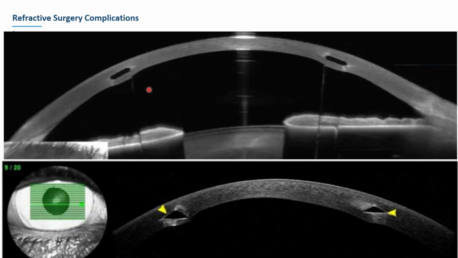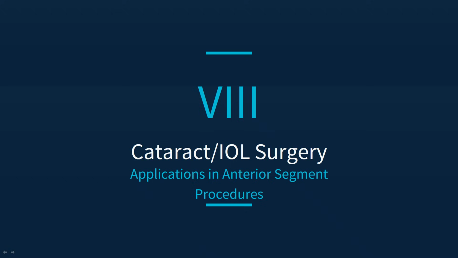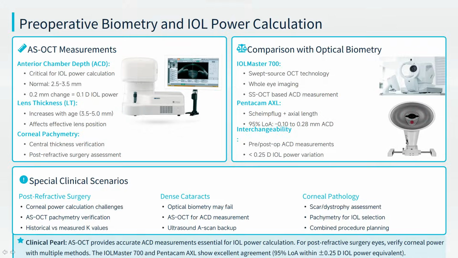So all these are the clinical applications of the anterior segment OCT, either preoperatively to detect any risk of ectasia, or postoperatively to determine if there is any complication or to follow up your cases. Now we come to the 8th section of this lecture regarding the clinical application of anterior segment OCT in cataract surgery and in IOL implantation, either for cataract or for refractive reasons.